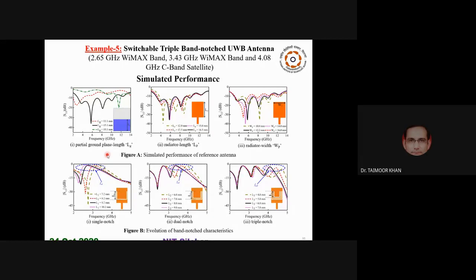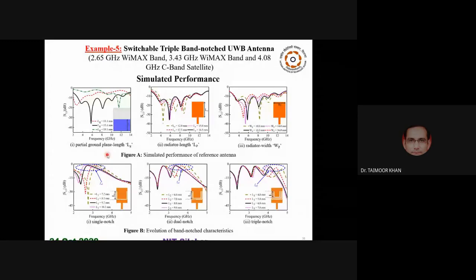If you go back to the 1890s, at that period of time several mathematical models were derived successfully. I'm not able to recall the exact reference, but several mathematical models are there to find out the size of the ground plane. More or less, it comes to 2.5 to 3 times the radiator patch in the traditional antenna.